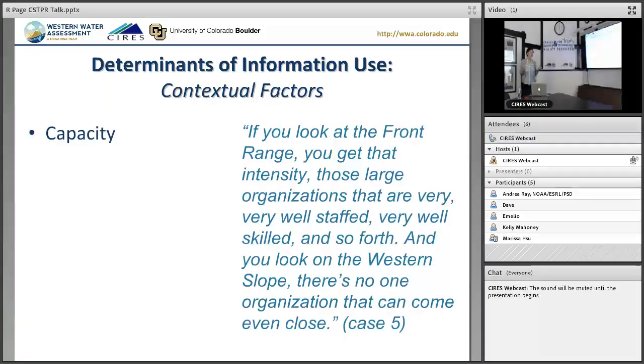Just one example of a manager who said, if you look at the Front Range, you get that intensity, those large organizations that are very, very well staffed, very well skilled, and so forth. And you look at the Western Slope, there's no one organization that can even come close. And this was a very clear theme that came up across a number of interviewees.